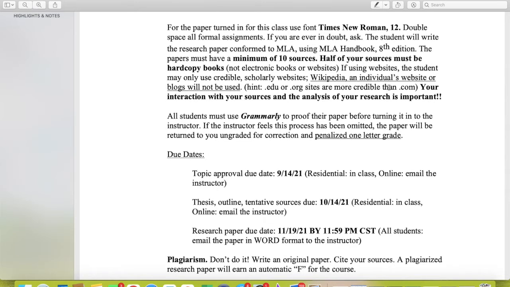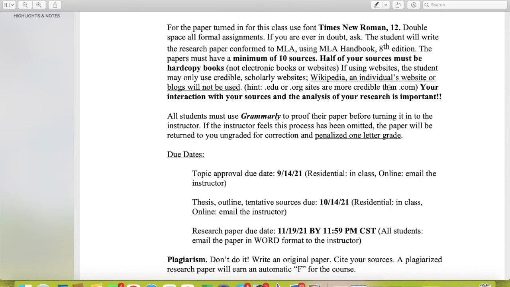The paper turned in must be in Times New Roman 12 font, double-spaced. For all of the formal assignments the student will write, it must be in MLA style, using the MLA Handbook, 8th edition. You must have 10 sources. 5 of those sources, so half your sources, must be hard copy books. They must be actual books, not electronic or website. So 5 must be books. The other 5 can be websites, journals, or an electronic book, an ebook. But 5 must be actual books.